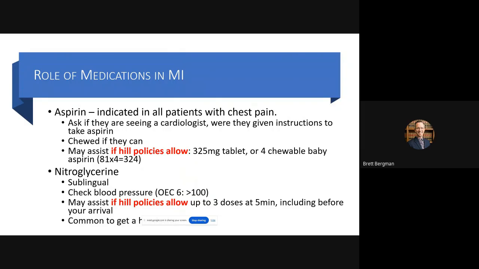Nitroglycerin is a really potent vasodilator. So it is going to open up their blood vessels, hopefully getting more blood flow to that heart tissue that's having that infarction. But if their blood pressure is already low and they take nitroglycerin, it's going to make their blood pressure even lower. They can do up to 3 doses. Those are at 5-minute intervals, and that includes any doses that they may have taken before you got there. Very common to get a headache with nitroglycerin.